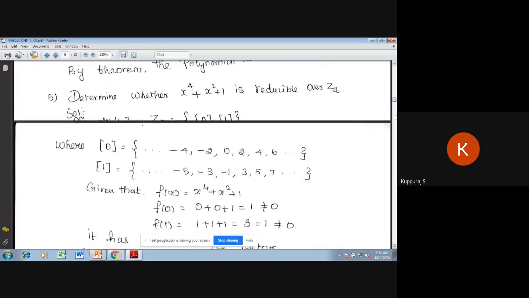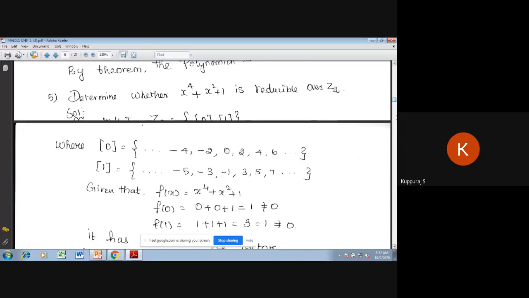Z2, you know, the set contains the two classes 0 and 1. The given polynomial can be named as f of x. So f of x is equal to x power 4 plus x square plus 1. Z2 contains 0 and 1. Now putting x equal to 0 and 1.